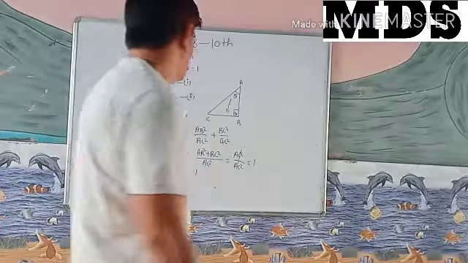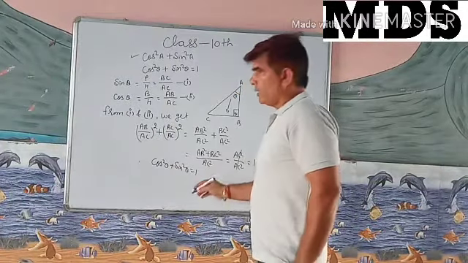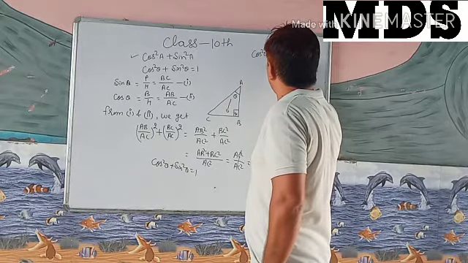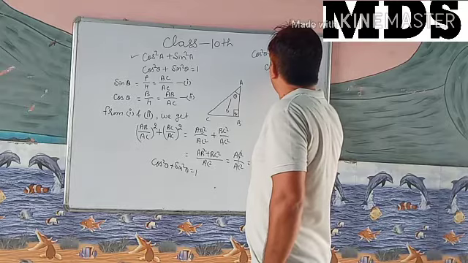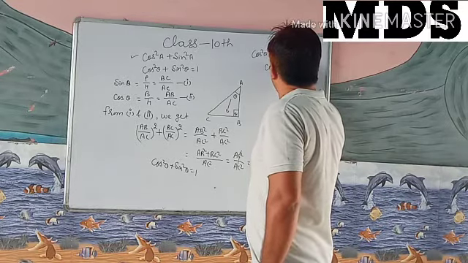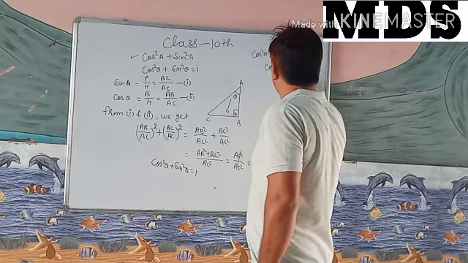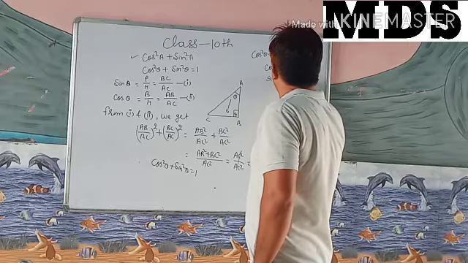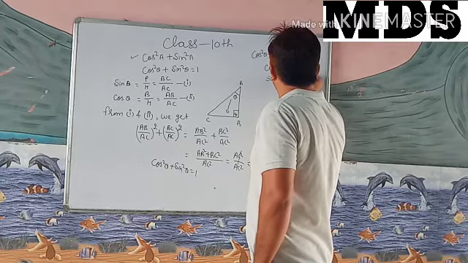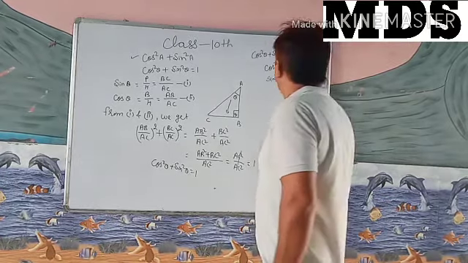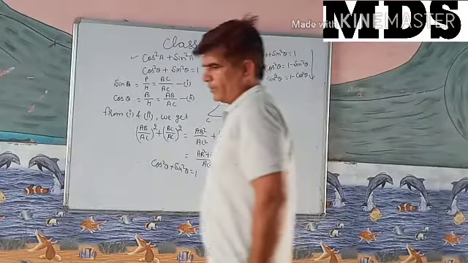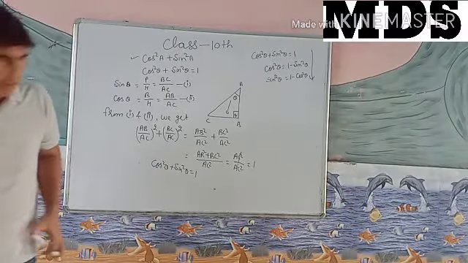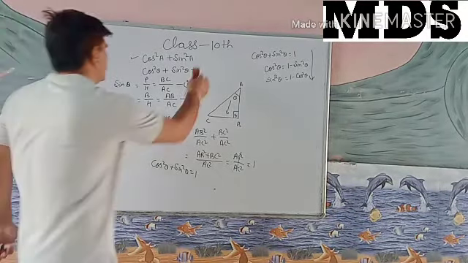So from this you can generate other identities also. Like this, first is given cos square theta plus sin square theta is equal to 1, or you can say cos square theta is equal to 1 minus sin square theta. And sin square theta is equal to 1 minus cos square theta. So you can prove this, but the identity is this. Understood this?